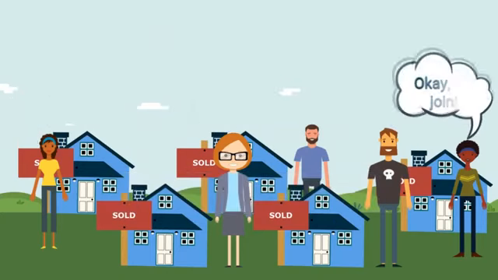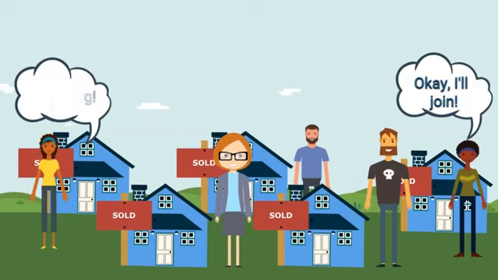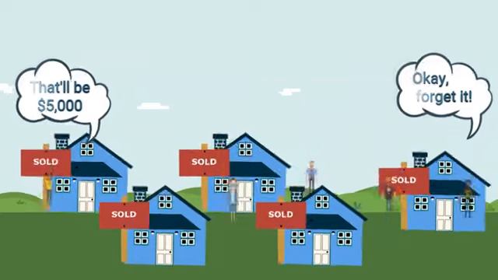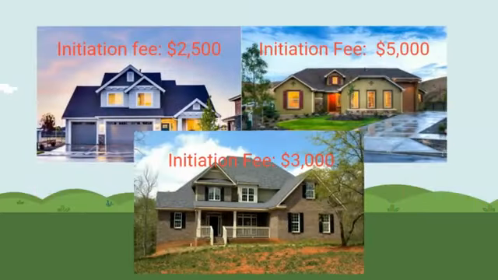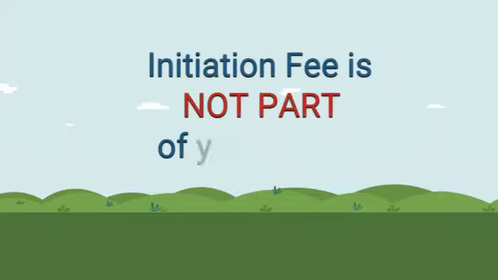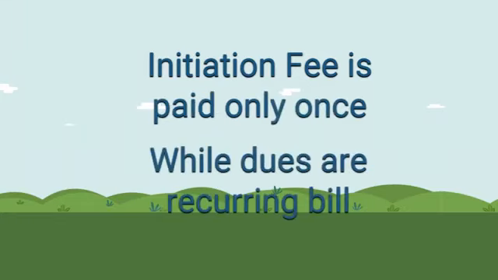After the association has met a certain number of members, they will start to impose initiation fees on whoever wants to join in. Initiation fees can range in cost depending on the number of homes in your community and the amenities to maintain. It could range from a few $100s up to thousands of dollars. In the three subdivisions where we own properties, the initiation fee ranges from $2,000 to $5,000. Initiation fee is separate from your association dues. Initiation fee is paid only once, while association dues are a recurring bill that you will receive on a monthly or yearly basis.